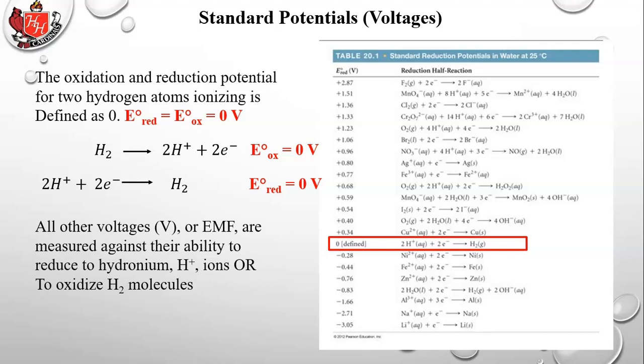All other voltages, V or EMF, are measured against their ability to reduce hydronium ions, H+, or oxidize H2 molecules. In other words, if you compare everything to hydrogen, then you can compare everything to everything else by saying, how does it compare to hydrogen? How does another one compare to hydrogen? And then that allows you to compare two different elements to each other. Okay, we'll see examples of that. For example, copper and zinc.